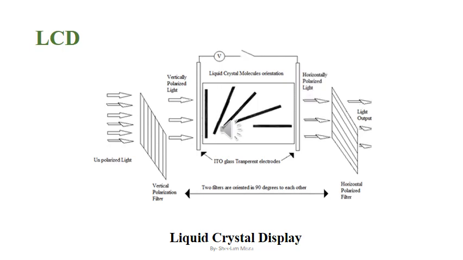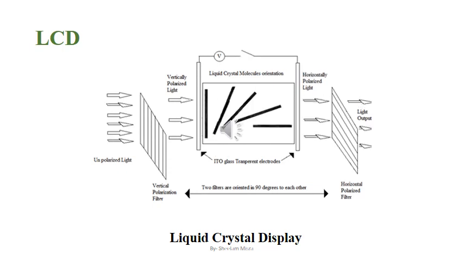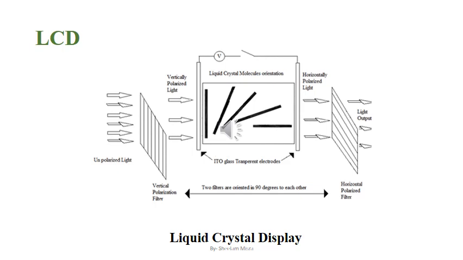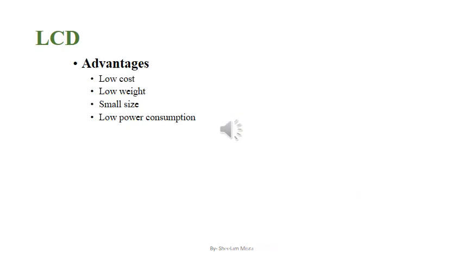In the on state, polarized light passing through the material is twisted so that it will pass through the opposite polarizer. It is then reflected back to the viewer. To turn off the pixel, we apply a voltage to the two intersecting conductors to align the molecules so that the light is not twisted. So the advantages of LCD are low cost, low weight, small size, and low power consumption.